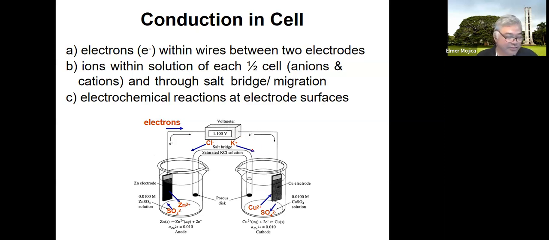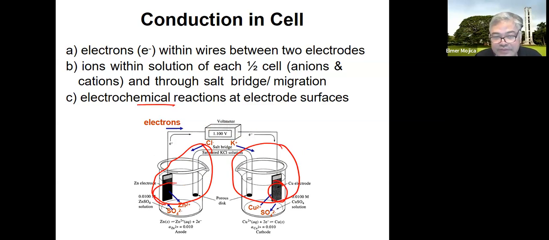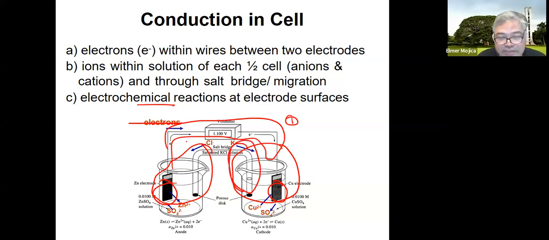And then the other conduction in the cell is the ions within the solution of each half cell. So you have the anions and cations, and they pass through the salt bridge migration. So this one on this side and that one on the other side. And then last but not the least, the redox reaction that happens in the electrode surface. So one is the one here. The second one is the one here. Okay. And the third one is the one in the surface.